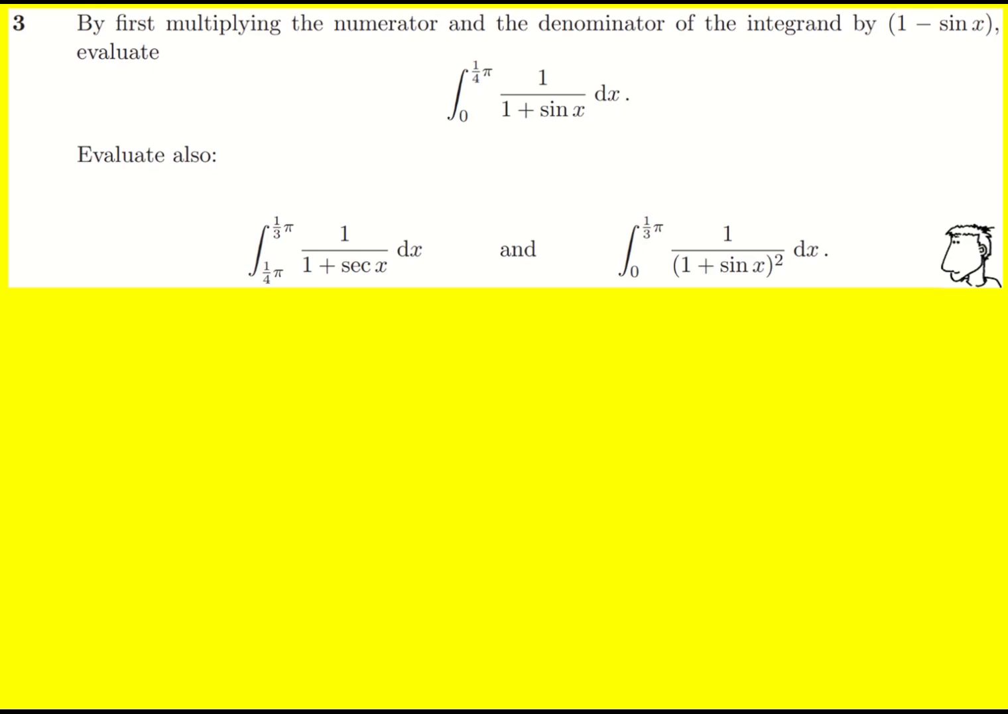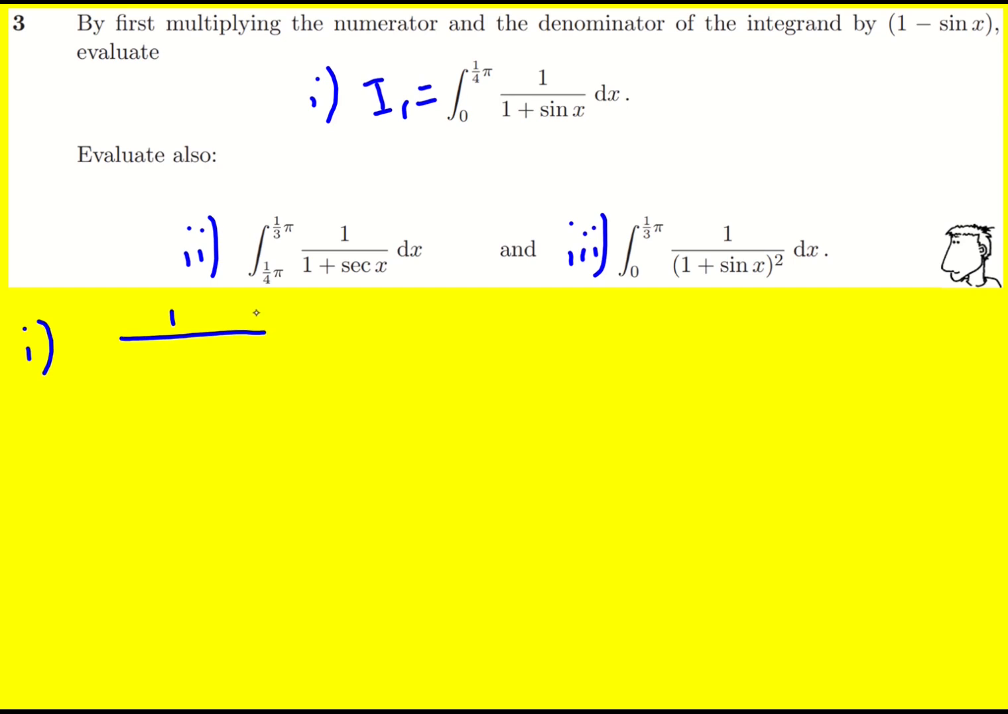Three integrals here, which we're going to solve by doing something to the top and the bottom of the fraction, multiplying the numerator and denominator. In the first case, by 1 minus sine x. So I'm going to call this one part 1, part 2, and part 3. I know they haven't labeled it like that. I just think it helps to divide them into these sections.